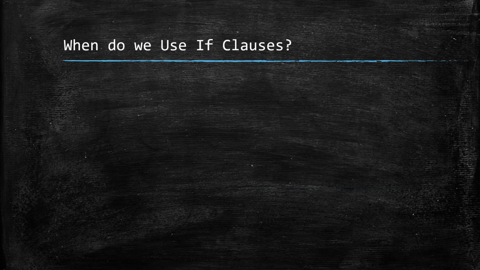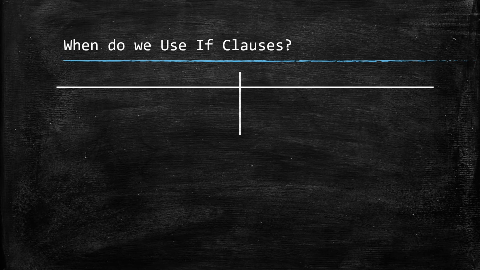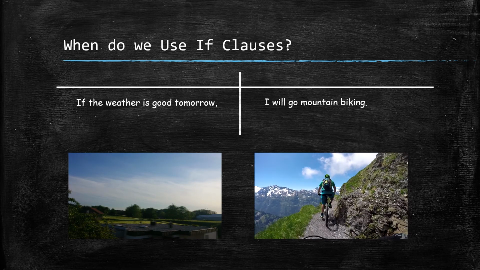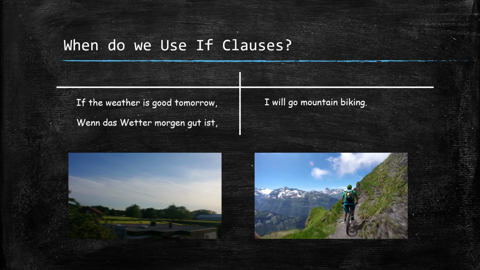To answer the question when do we use if clauses, we need a small table. And of course, we need a sentence. If the weather is good tomorrow, I will go mountain biking. Wenn das Wetter morgen gut ist, werde ich Mountainbiken gehen. As we see in the table, this sentence has two parts.